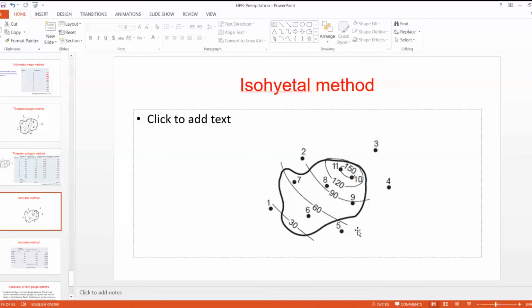Then for 30, there should be another rain gauge station present so that the 30 line is correctly made. I think this is only for explaining purpose. Yeah, you need to have many more stations. Okay, got you. There is one station here, one station here. Okay. Thanks.